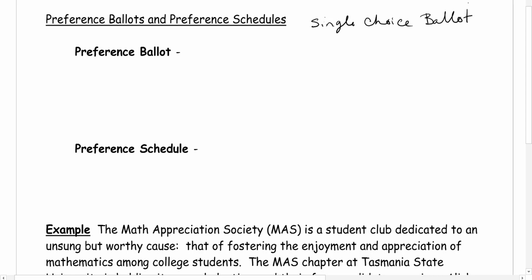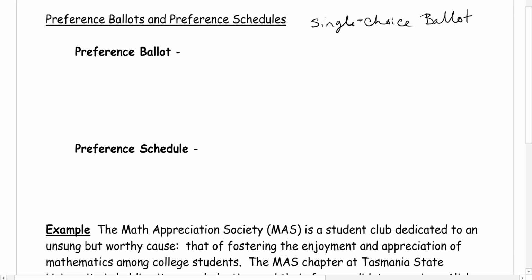We won't spend too much time talking about a single choice ballot because these are things that we just don't use, and any information that we could get from a single choice ballot we can get from a preference ballot. So we'll almost always be using preference ballots when we're doing our voting systems or voting methods that we are going to be learning about.